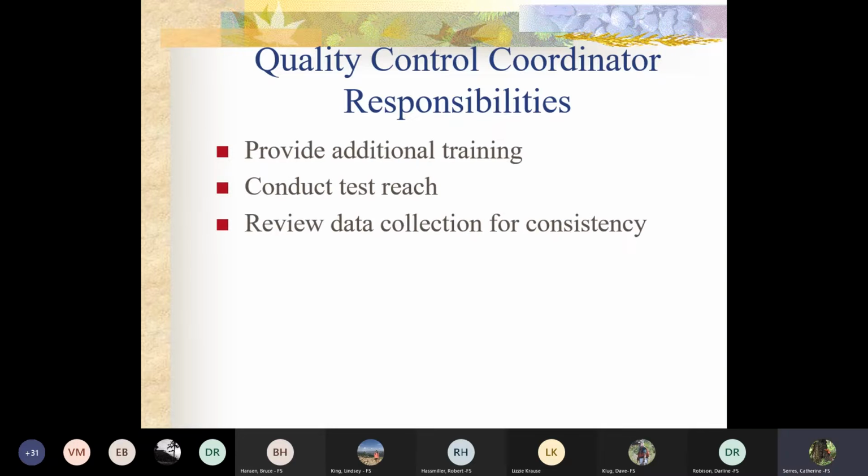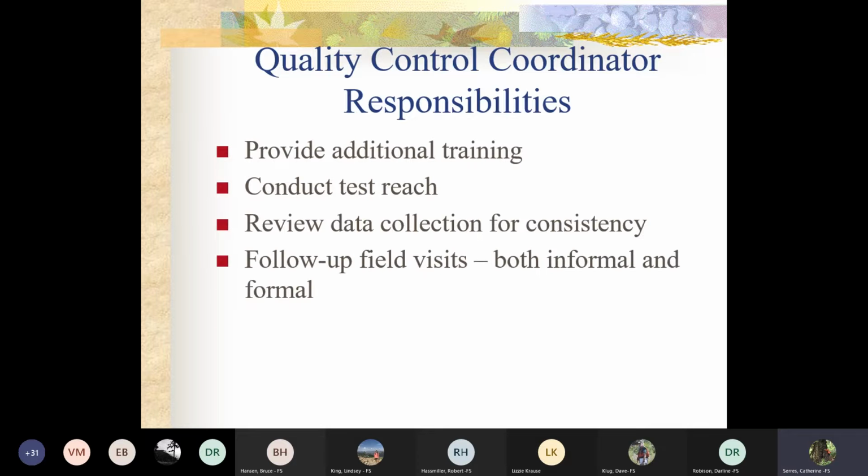You need to review the data collection for consistency. Now that's something that as you get through the season, you should take a look at your data sheets of your surveyors and just make sure that they're collecting all the data they're supposed to, that all the fields are filled out correctly, and that the field data sheets look clean.